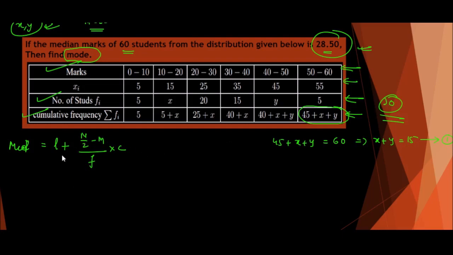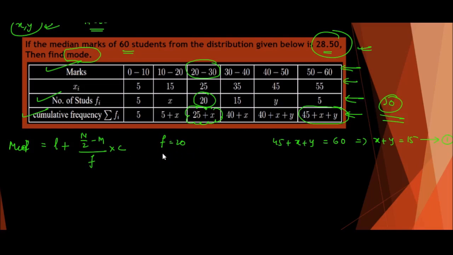Now the next equation you will get from the median formula. What will be the median class? See, 28.50, where exactly is it crossed? I guess it is crossed here, at 25 plus x. So 20 to 30 is your median class. In this median class, the frequency is 20. So this f value is going to be 20.